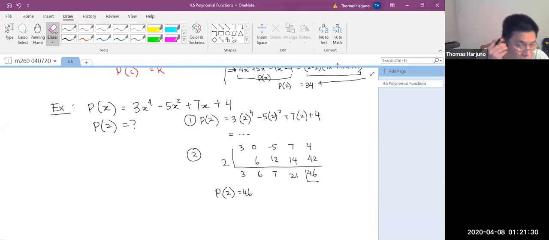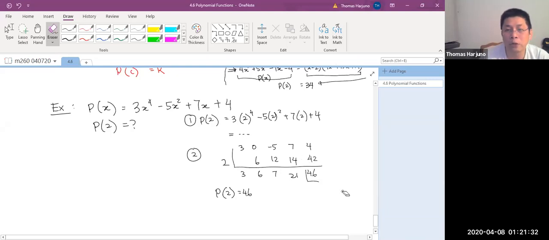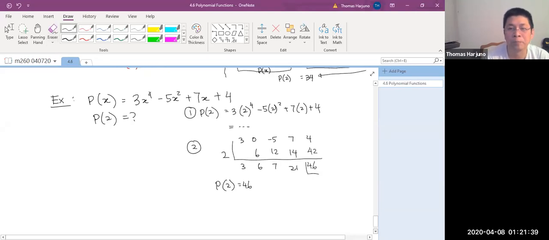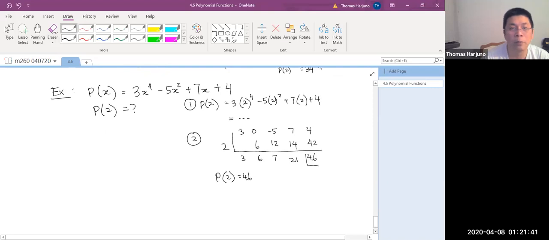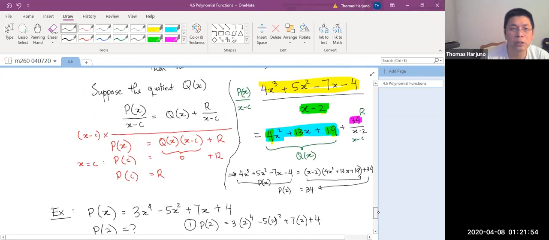That's for the remainder theorem. One of the big uses of the remainder theorem is to help us find the value of a polynomial at a certain x. Don't forget that this is also quite useful when we apply the intermediate value theorem later on. Now, let's go back to the discussion.